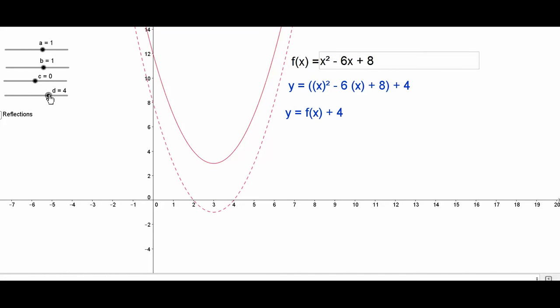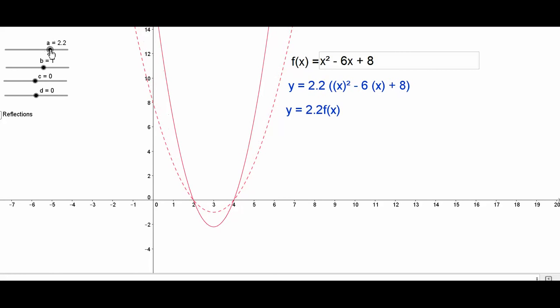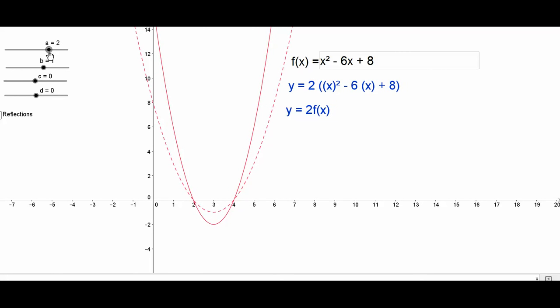So this, for instance, is a translation of factor 4. As here we have moved up 4, translation of factor 4 parallel to the y-axis. So we say what it is, a translation, by how much, a factor 4, and the direction, parallel to the y-axis. Another type of transformation is a stretch. Here is a stretch of factor 2 parallel to the y-axis.